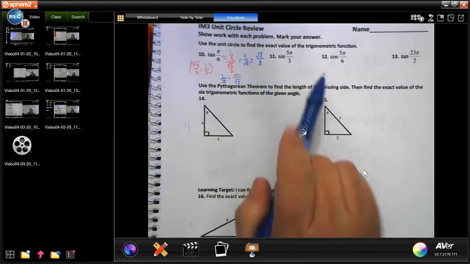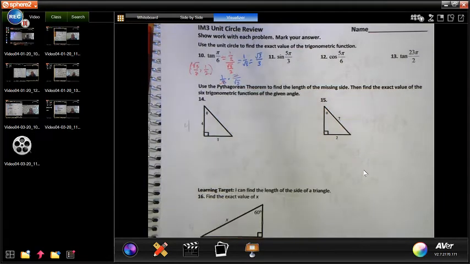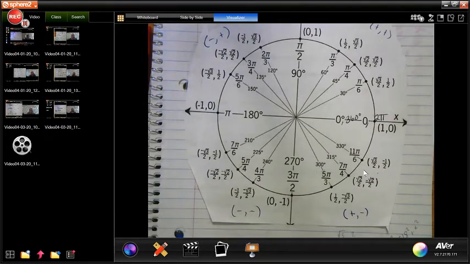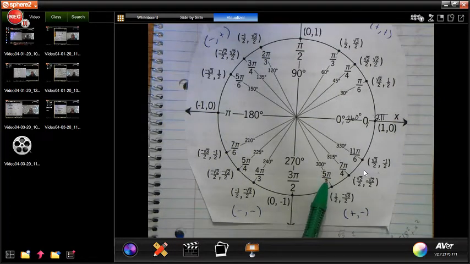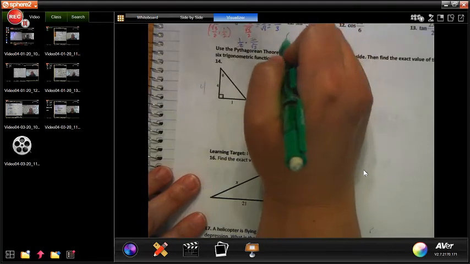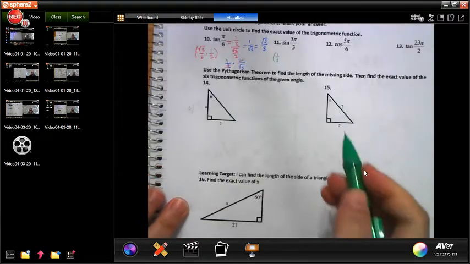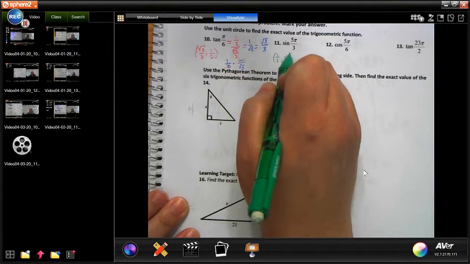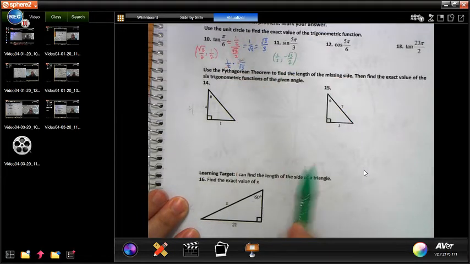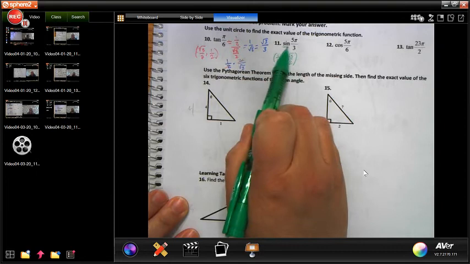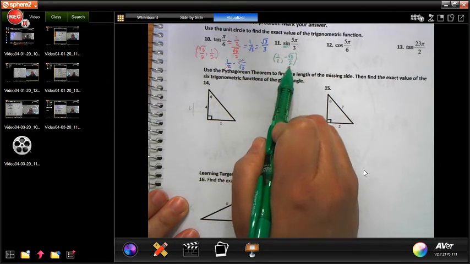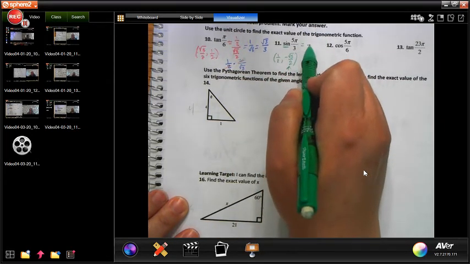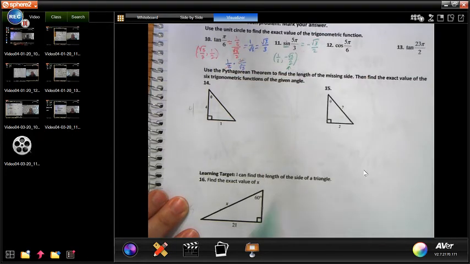The next problem is sine of 5 pi over 3. So, use my unit circle, find 5 pi over 3. Right here. Here's 5 pi over 3. So that's a positive half and a negative radical 3 over 2. The beauty of this is it asks for sine, and sine is, remember, y values. So we just need to write negative radical 3 over 2. And we're done with that problem.